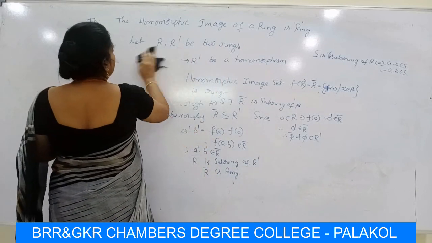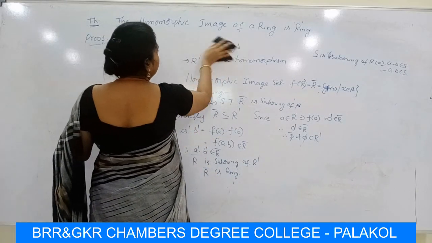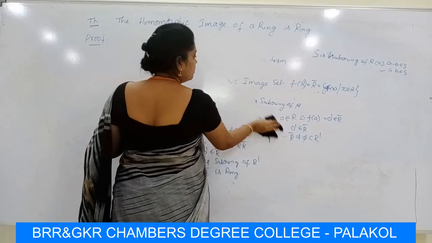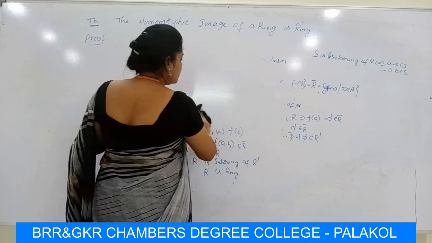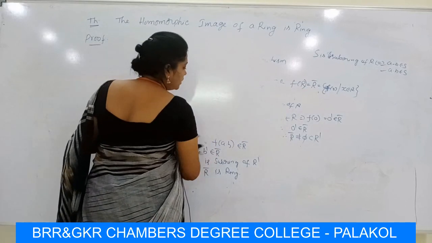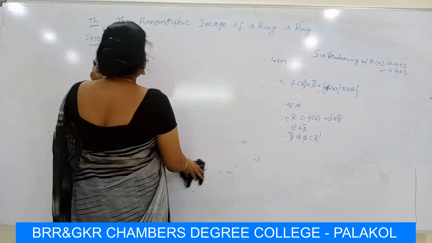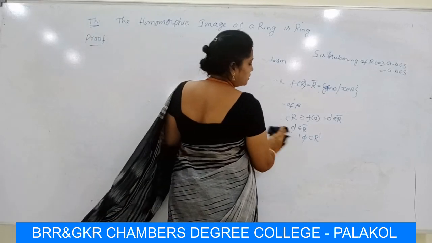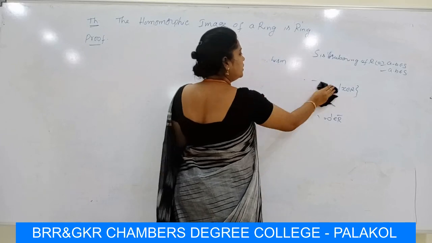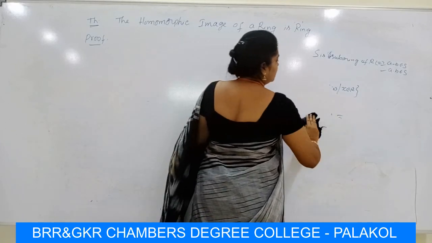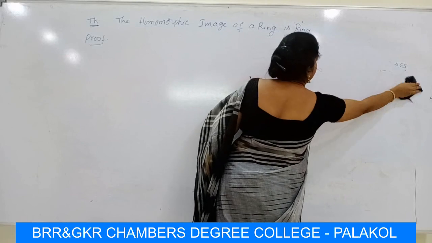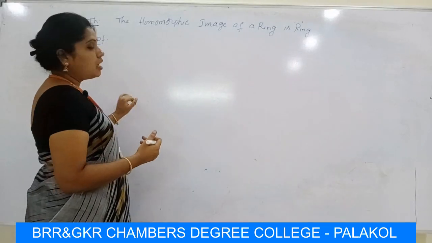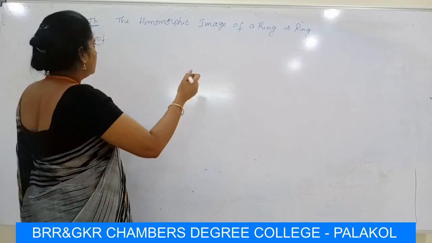Now we see the next theorem. The homomorphic image of a commutative ring is a commutative ring. It is similar to this theorem, because the previous theorem is the homomorphic image of a ring is a ring. Our next theorem is the homomorphic image of a commutative ring is commutative. So we just have to prove R bar is a commutative ring.